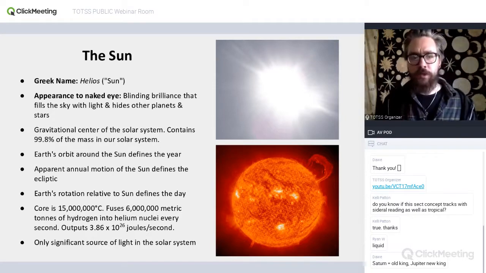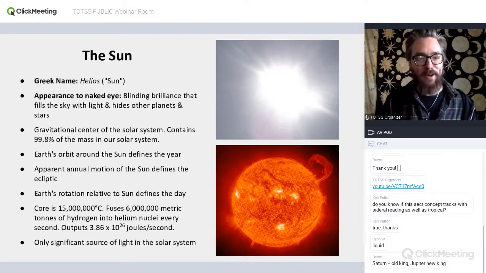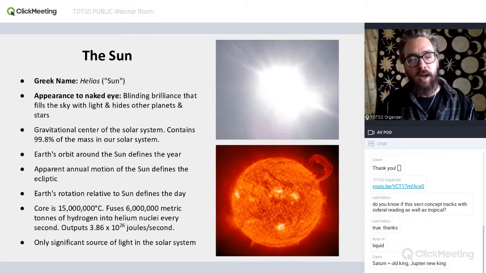All right, there's a lot of really interesting stuff about the actual composition of the sun, but just a couple of facts here. The core of the sun is 15 million degrees Celsius, and all that heat and energy is being produced by nuclear fusion. And so the sun fuses 6 million metric tons of hydrogen into helium nuclei every second. Which is just a mind-boggling number, right? And outputs 3.86 times 10 to the 26 joules per second. Now, a joule is a very small unit of energy, but 10 to the 26 is an enormous number. And even in kilowatt hours per second, you're still talking about 20 orders of magnitude, which is just an unimaginable amount of energy.